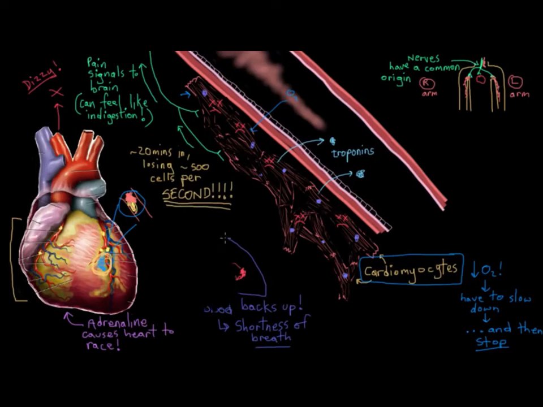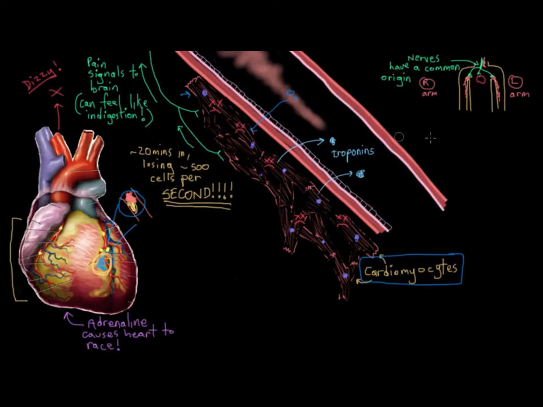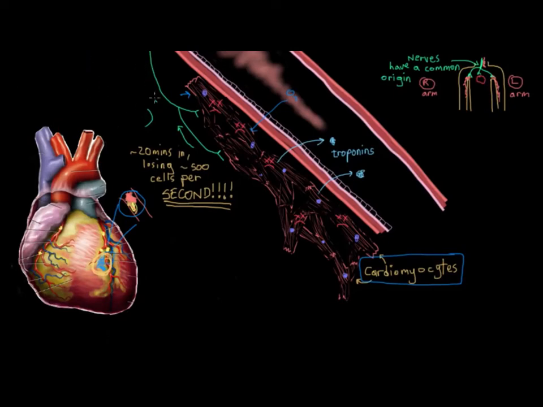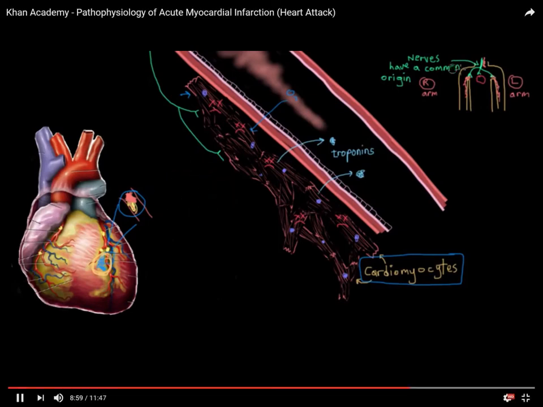And they're not like your average skin cell or your strand of hair. They can't actually be replaced. So once you lose these cardiomyocytes, that's it. Your heart will not beat normally again. So you really want to limit the amount of cardiomyocyte loss that happens. So that's sort of the physiology behind what's happening in a myocardial infarct.